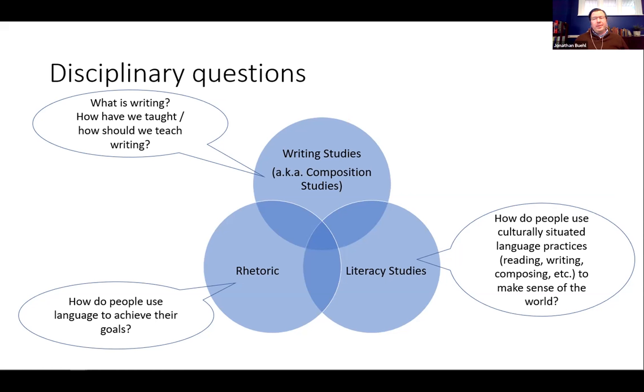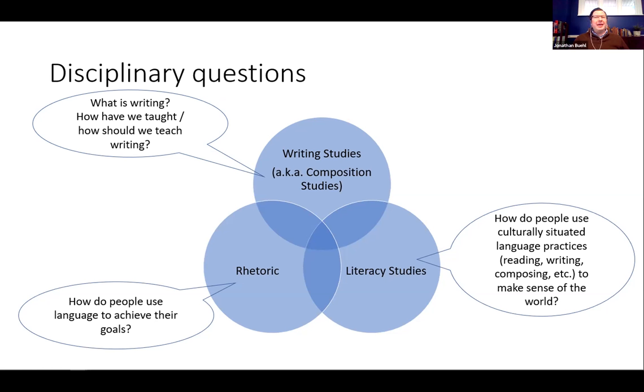In rhetoric, how do people use language to achieve their goals? This is a very large definition and people could quibble with it, but in the broadest sense, that's the question. You can make that more narrow, you can broaden it out. Sometimes people say it's more than just people, but overall, it's applied language use: let's study it, let's understand how to either make better text or at least explain the text that we find out there doing work in the world. And then finally, literacy studies: how do people use culturally situated language practices, such as reading, writing, and composing, to make sense of the world?